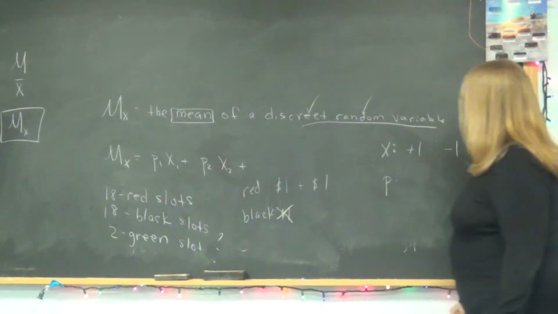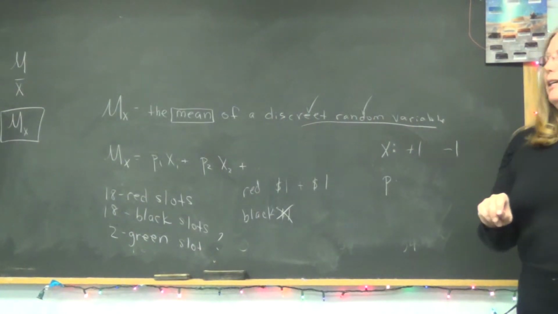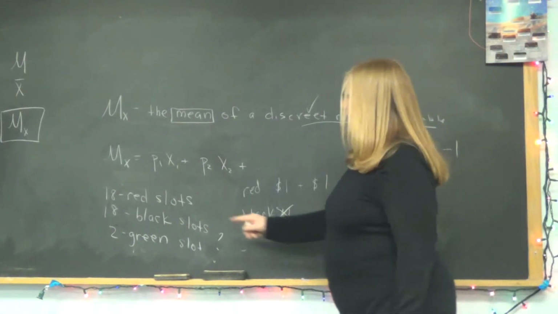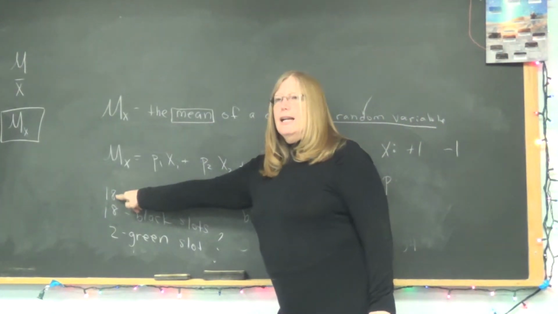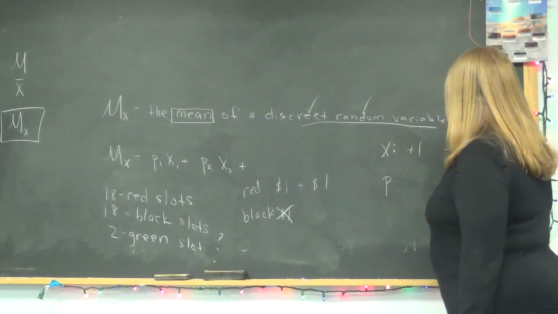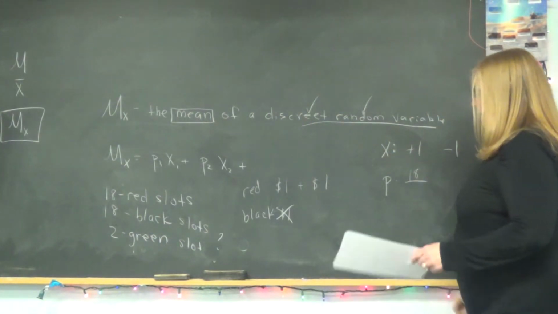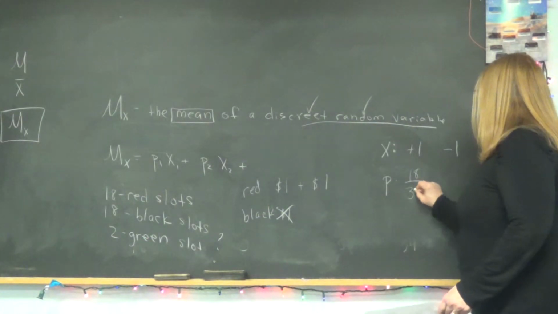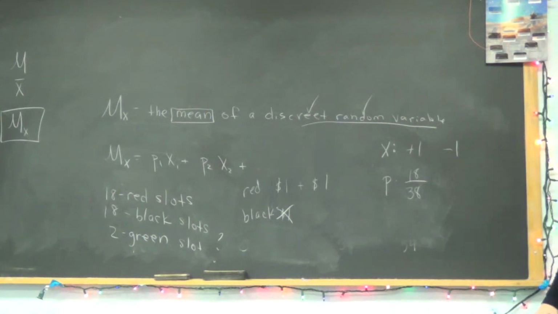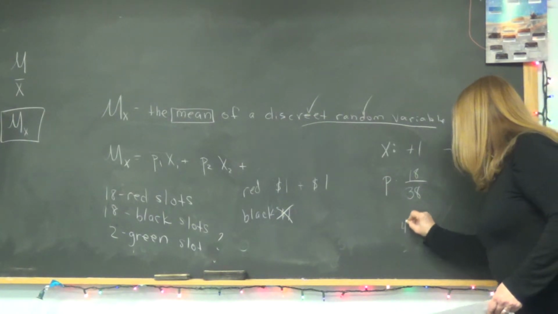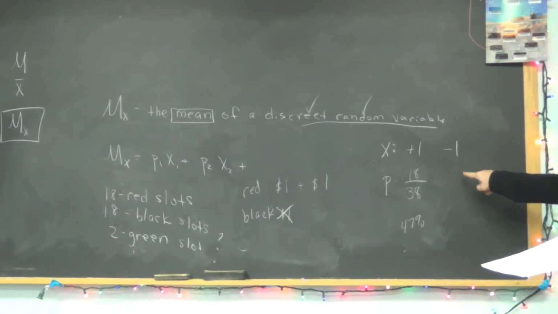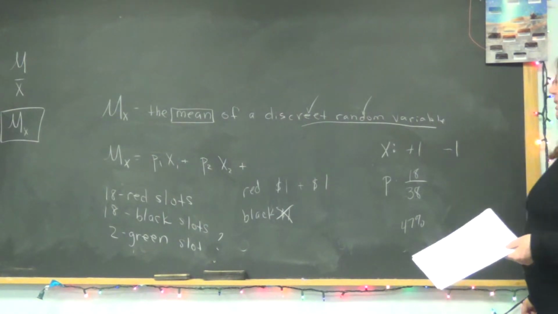So what's the probability of getting a +1, which is associated with the red? So how many red slots are there? 18. How many slots are there total? 18 plus 18 plus 2. What's that, 38? All right. That's 47%. All right, so is there a lower or higher probability of losing the money, or the same?